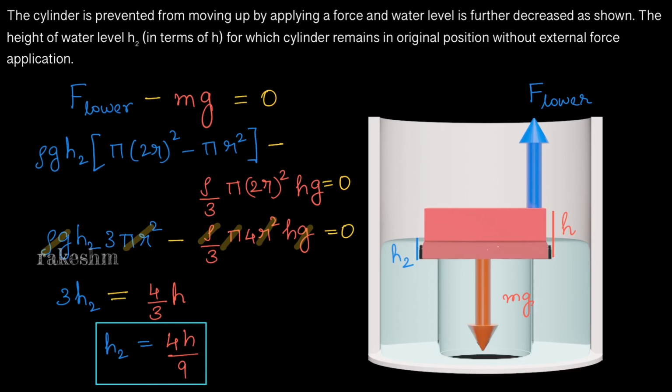I want you to think about one thing here. If this block was just placed in a liquid, as its density is rho by 3, it would be floating in the liquid. And the height to which it would be floating would be h by 3, because as the density is rho by 3 here, it would be floating to a height h by 3. And here we have got 4h by 9. I want you to think about these two results and analyze 4h by 9 and h by 3 and why it is happening like this in this case.